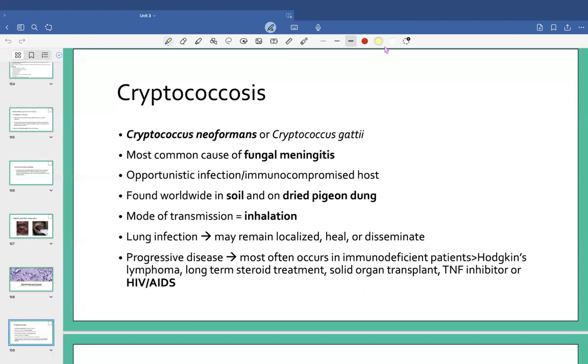Not a major cause, but Cryptococcus gattii they have found in Northern California. It's a weird geographic one, but the Pacific Northwestern region. And it can be more severe than actual Cryptococcus neoformans, so that's something just to keep in mind. For test-related questions, more than likely you're going to see the neoformans, more common. And this is the most common cause of fungal meningitis.